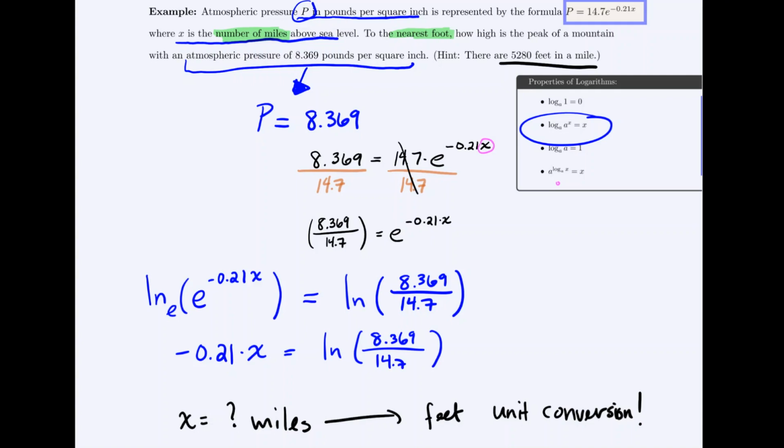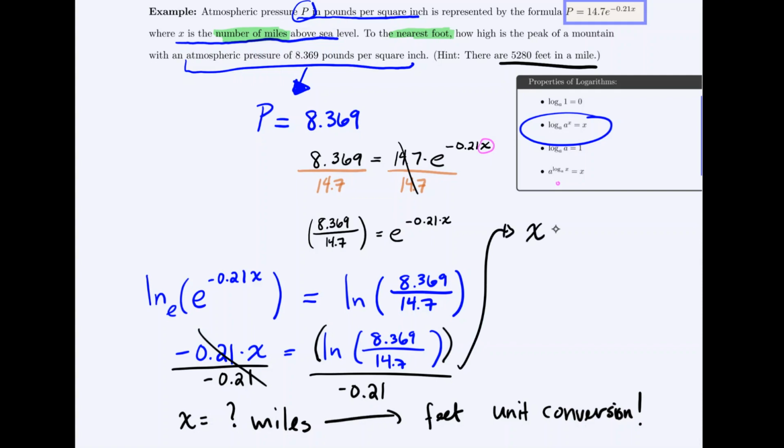So we need to do our last step to solve for x. Think about what that would be. The only thing standing in the way from x being by itself is that it's being multiplied by negative 0.21. So we would just divide both sides by negative 0.21. And in this case, be careful, the negative 0.21 is not going into the input of the natural log. You're finding this first, and then you're dividing by negative 0.21.